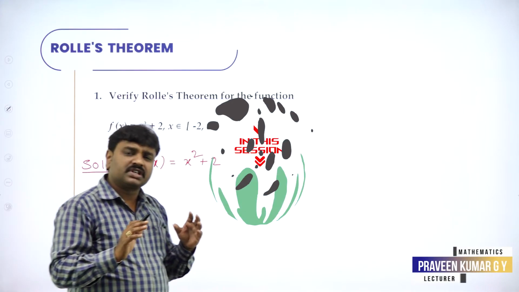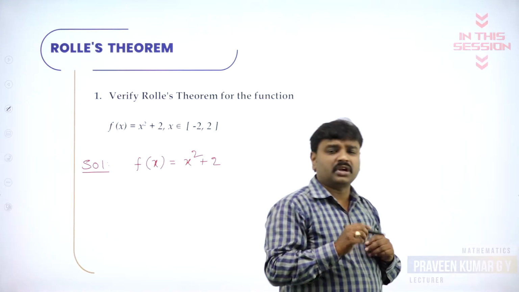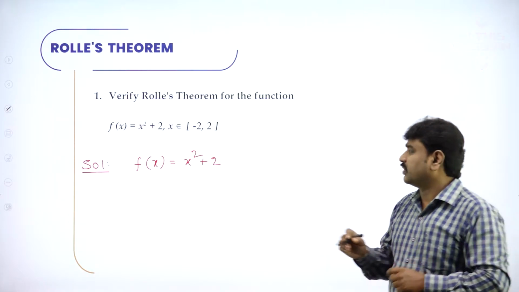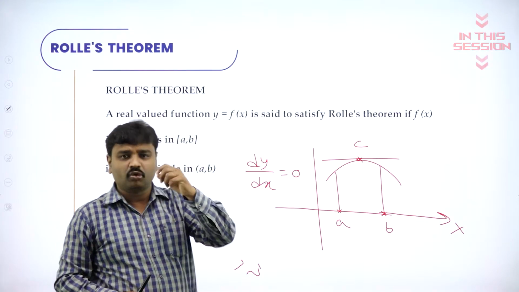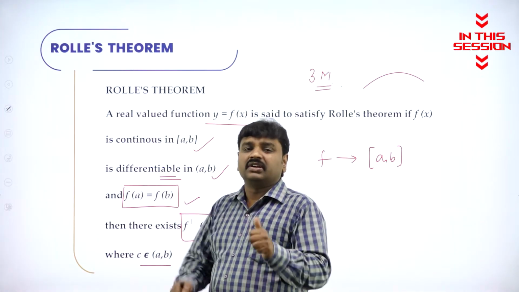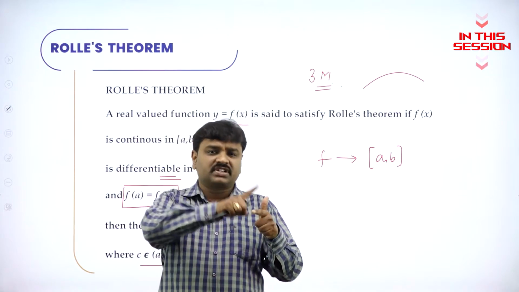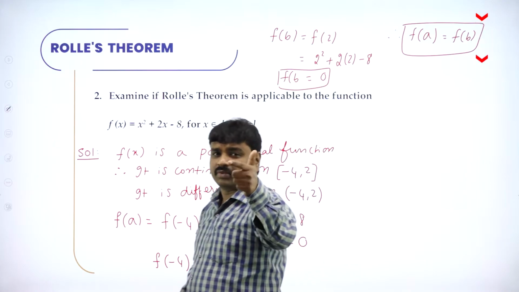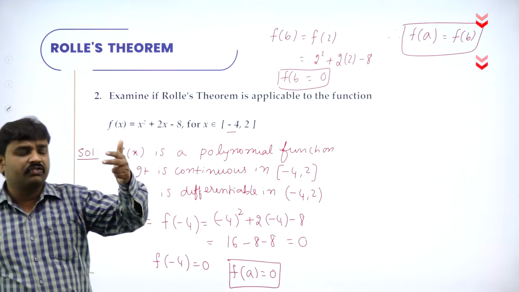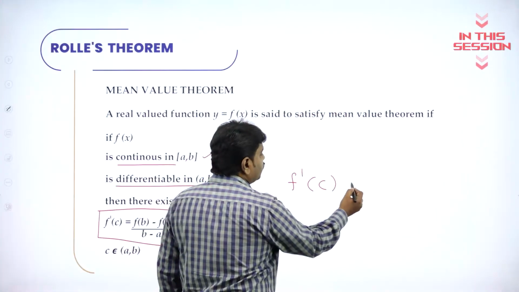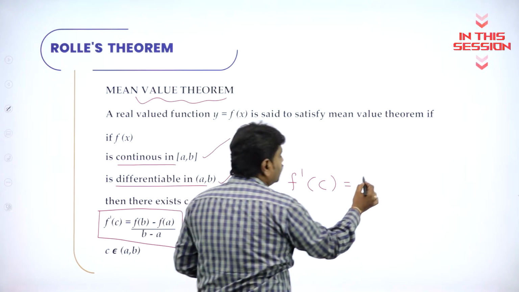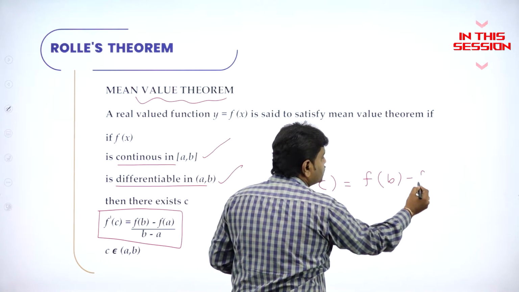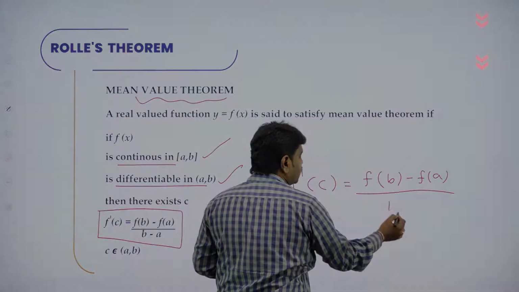Any polynomial function is always continuous in closed interval. Polynomial functions are continuous in what? Closed interval. Slope is 0 because tangent is parallel to the x-axis. You know, if any line is parallel to x-axis, its slope is 0. Rolle's theorem is said to be satisfied if the function is continuous in closed interval, if the function is differentiable in open interval, and first we proved it is continuous in closed interval, then we proved it is differentiable in open interval, then we found out f of a and f of b. So in Rolle's theorem, f dash c we equate it to 0, but in mean value theorem, f dash c is f of b minus f of a divided by b minus a.